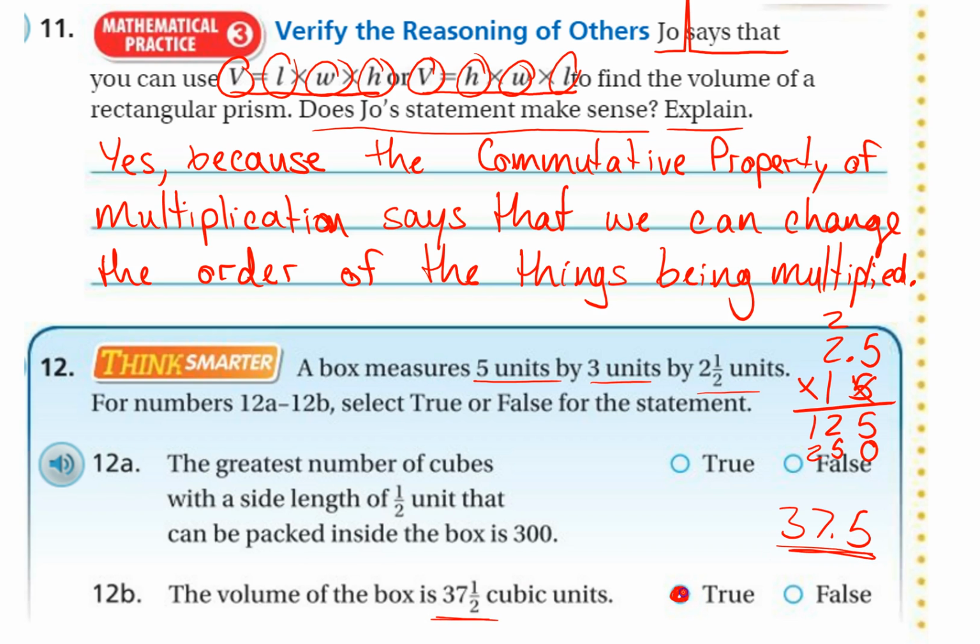Okay, that helps, definitely with part B, because 37.5, that's true. The greatest number of cubes with a side length of 1/2 unit that can be packed inside the box is 300. So let me think here. Yeah, that should work now. 37.5 times 8, 40, 56, 60, 24, yep. And then we move our decimal over 1, 300, so that is also true.